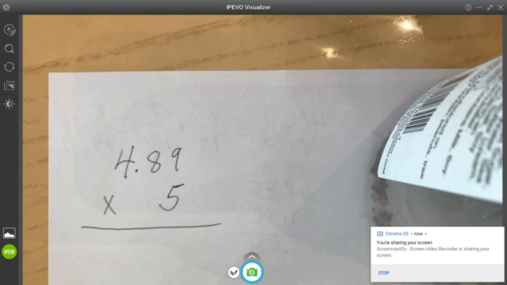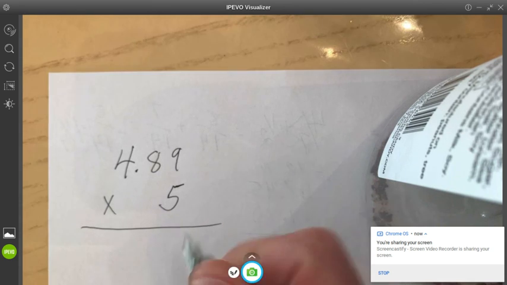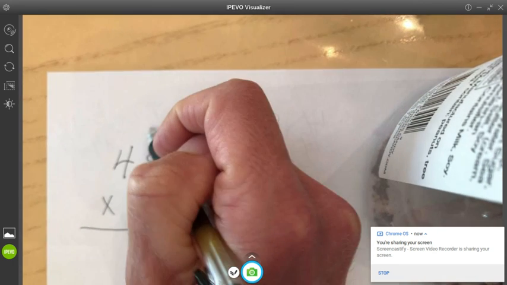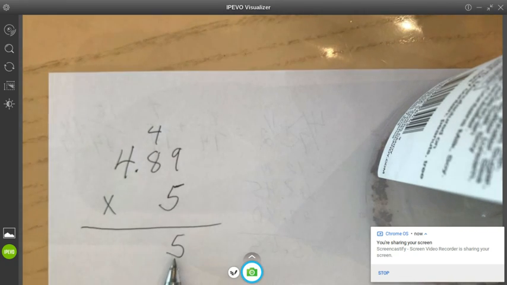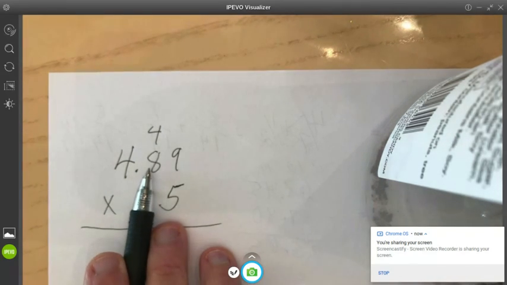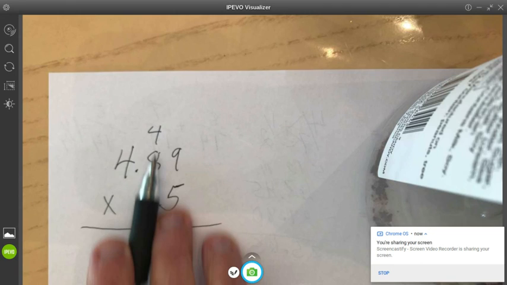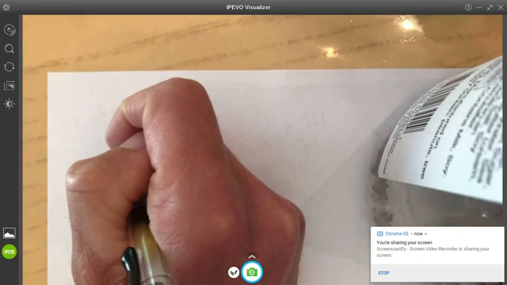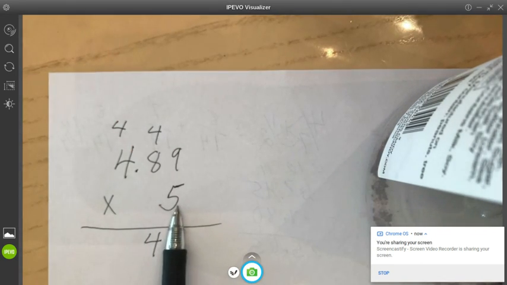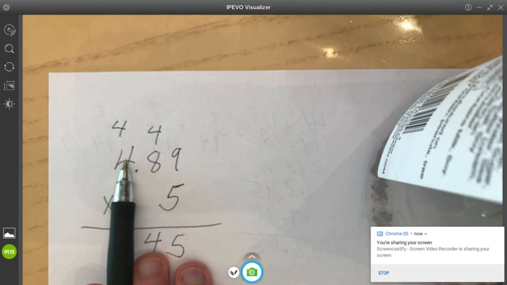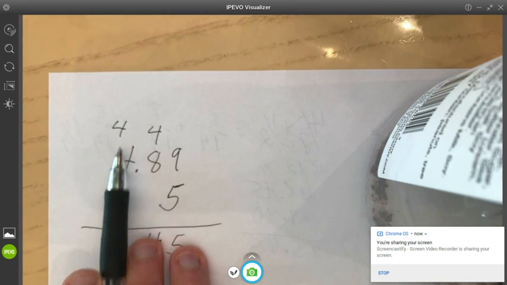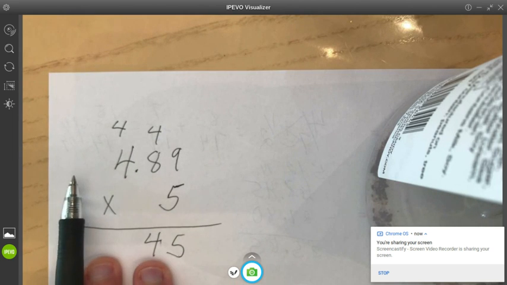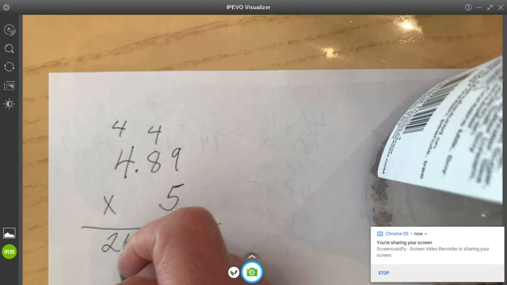Okay. So let's say we have, for example, 4 and 89 hundredths times 5. All right. So you multiply just like you always do. 5 times 9, 45. Remember, always leave your ones column behind, carry your tens column. 5 times 8, 40 plus 4. So leave my 4 ones, carry my 4 tens. And then 5 times 4 is 20, plus the 4 we carried is 24. And there's no other numbers left to carry to, so you put the whole 24 down here.